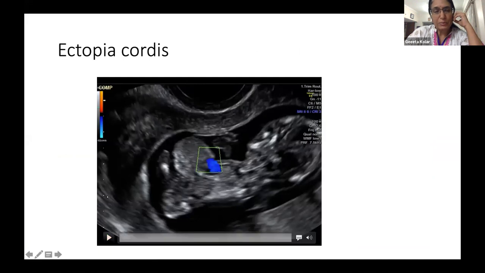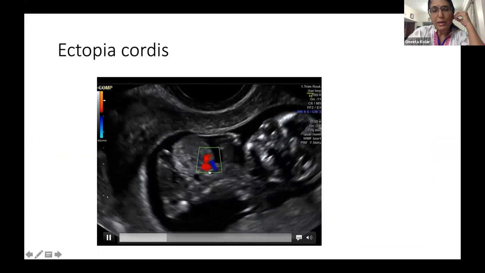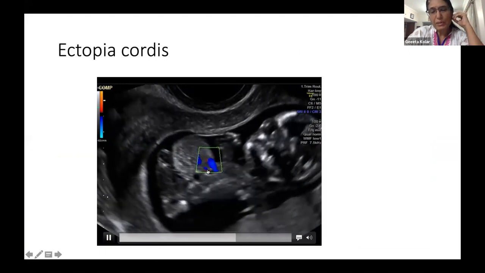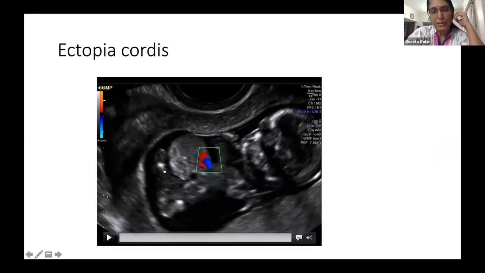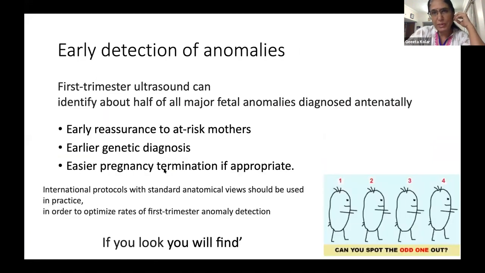Ectopia cordis. What is ectopia cordis? Here you find that the entire heart, liver, and bowel are lying outside. And these five abnormalities are associated with an abnormality called pentalogy of Cantrell. So these are the major abnormalities which we can detect. And we know we can identify about 30 to 40% of all major abnormalities.